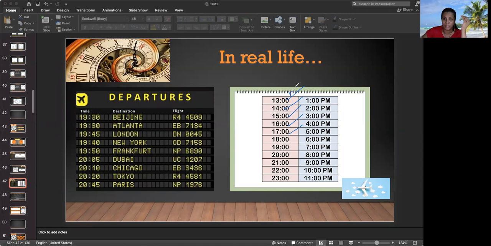Don't forget the word hours. And then this is 1 p.m., 2 p.m., 3 p.m., 4 p.m. And that's how it goes. Remember, the first 12 hours of the 24-hour system doesn't really make much difference.